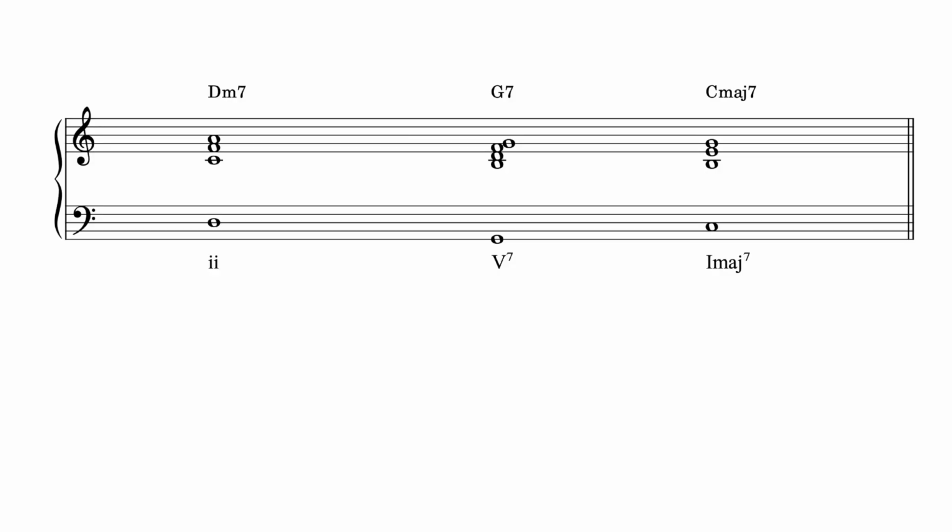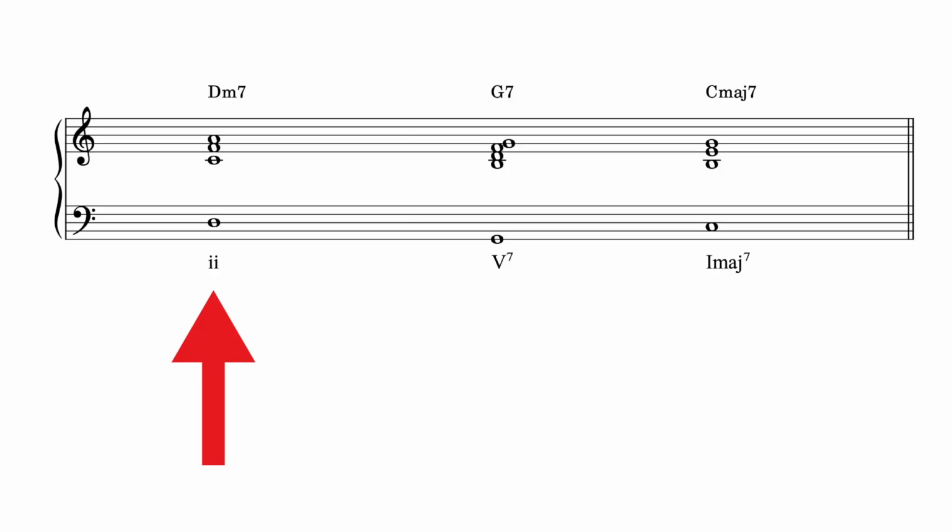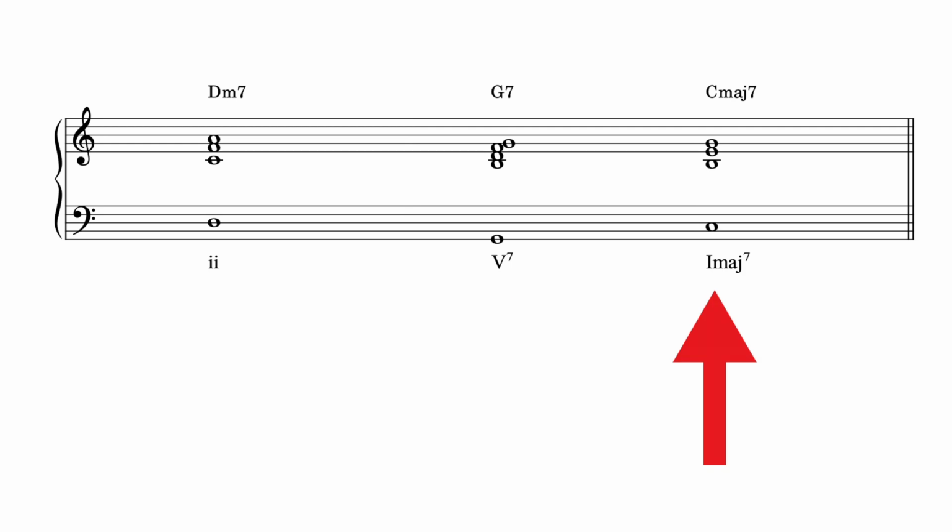Another common circle of fifths pattern is 2-5-1. This is really just a little segment of the circle of fifths confined to a particular key. So for example, in the key of C, you see the pattern going from D minor 7 to G7 to C major 7. The D minor chord goes to the G chord, which is a dominant 7th, and that leads us back to the 1. Very common circle of fifths progression confined within a key. In this case, the key of C.